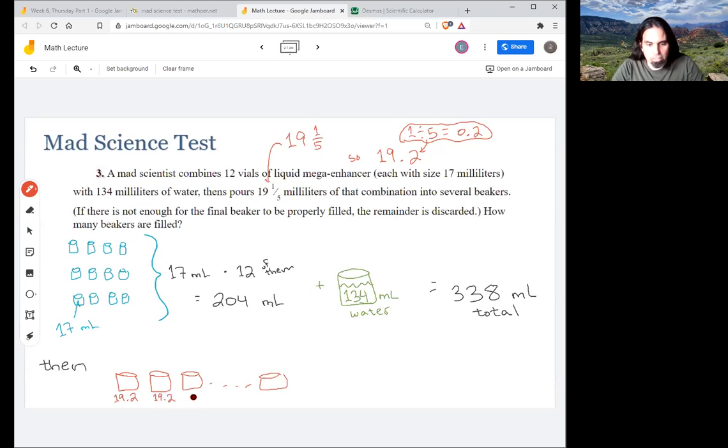And then the question that this awkwardly worded thing is trying to ask is how many of these red beakers can he fill up before he runs out of this stuff? Because if there's not enough for the final one, he just gets rid of it. So how would we find that out? How can we take this much and make piles of size 19.2?